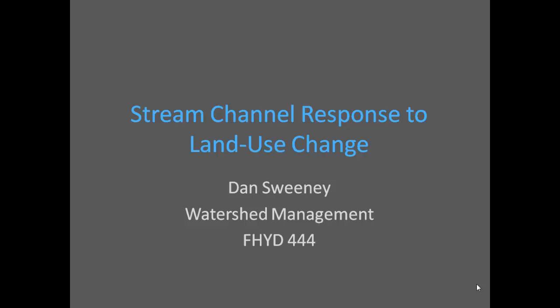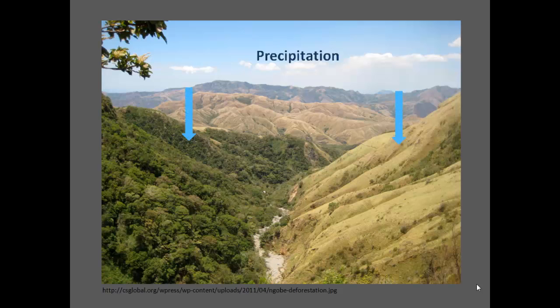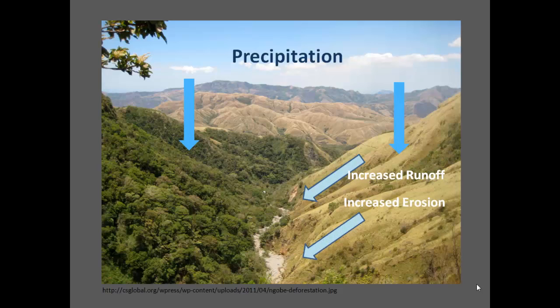Stream channel response to land use change. We know that vegetation removal decreases transpiration, increases runoff and erosion, and can definitely increase a stream's discharge and sediment load.